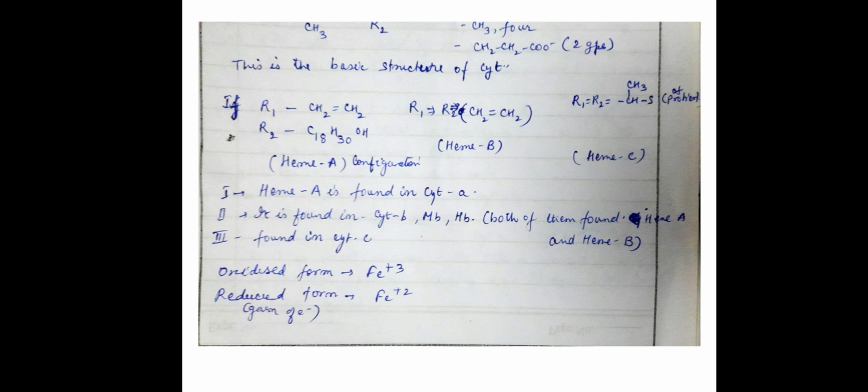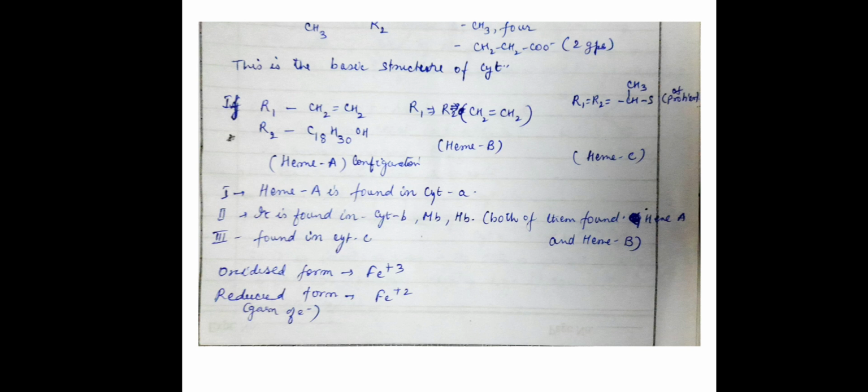Heme C is found in cytochrome C. So you can easily define that heme A, heme B, and heme C are found in cytochromes A, B, and C. Now, looking at point number two, iron is the active site, so it reacts easily, and it is in the center of the porphyrin ring.